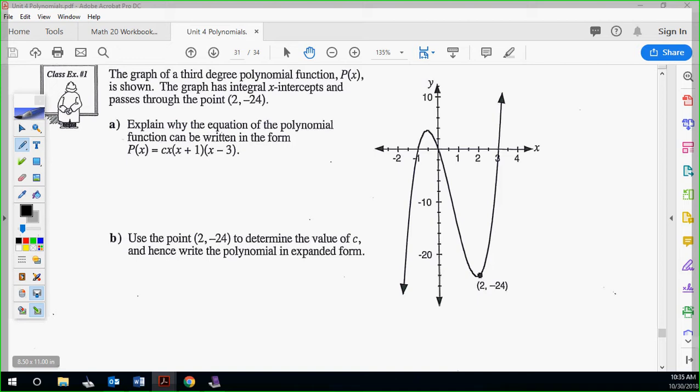Explain why the equation of the polynomial function can be written in this form. So we know that 0 is a zero, -1 is a zero, and 3 is a zero, right? And then what we have to do is, well, what is c? The reason it can be written this way is because we have 3 zeros of 0, -1, and 3.